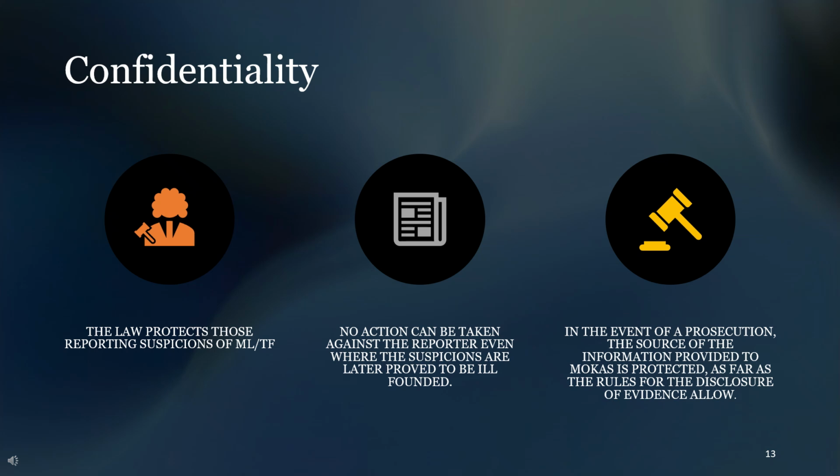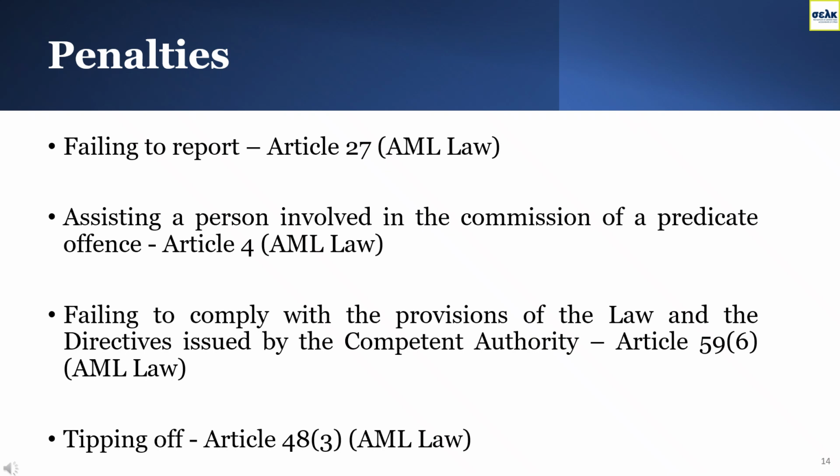Under Article 27, failing to report suspicions to MOCAS is an offence punishable by up to 2 years of imprisonment, a fine of up to €5,000, or both. Assisting a person involved in a predicate offence, as per Article 4 of the AML law, is a serious crime punishable by up to 14 years of imprisonment, a financial penalty of up to €500,000, or both.